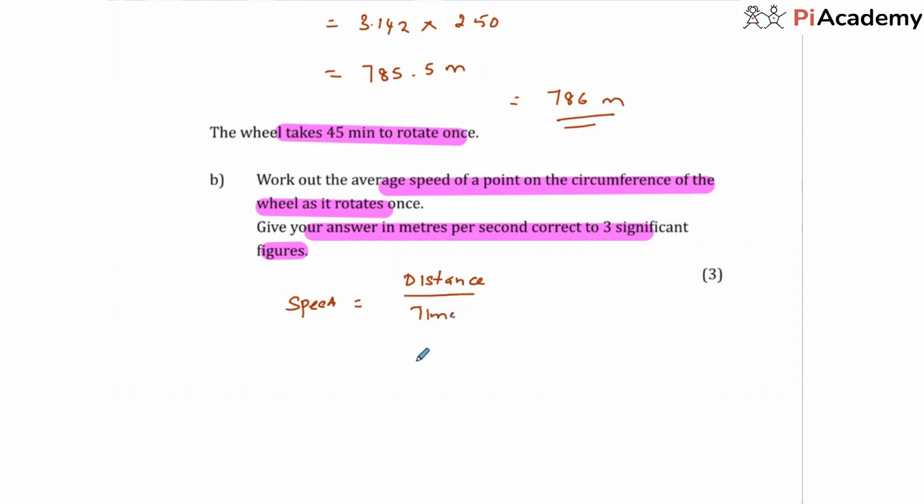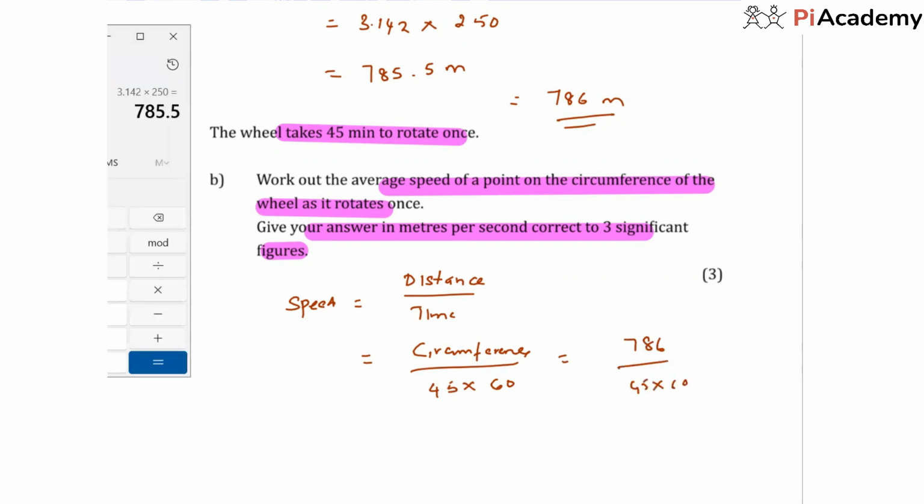Now, distance is making the average speed of the point on the circumference of the wheel. So the distance would be the circumference. But time must be in seconds, since you're asked to give your answer in meters per second. So time in seconds is 45 minutes, each minute 60 seconds, so 45 times 60. So you have 786 divided by 45 times 60, which is, let's do it.